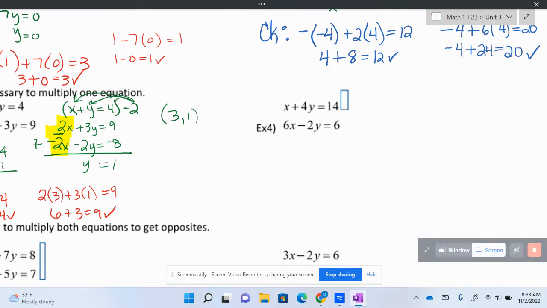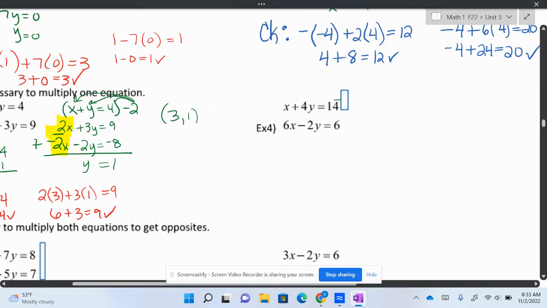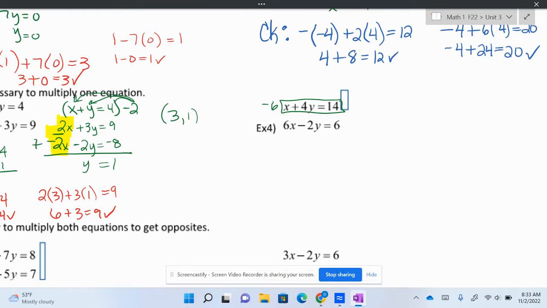If I wanted to eliminate the x's, what would I have to do? If I wanted to eliminate the x, what would I have to multiply by? I would have to multiply this top equation by -6. What if I wanted to eliminate the y's? What could I do? Multiply the bottom equation by +2.